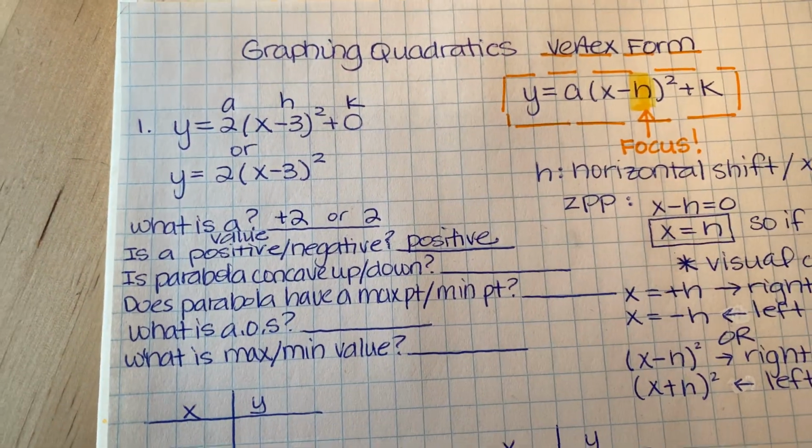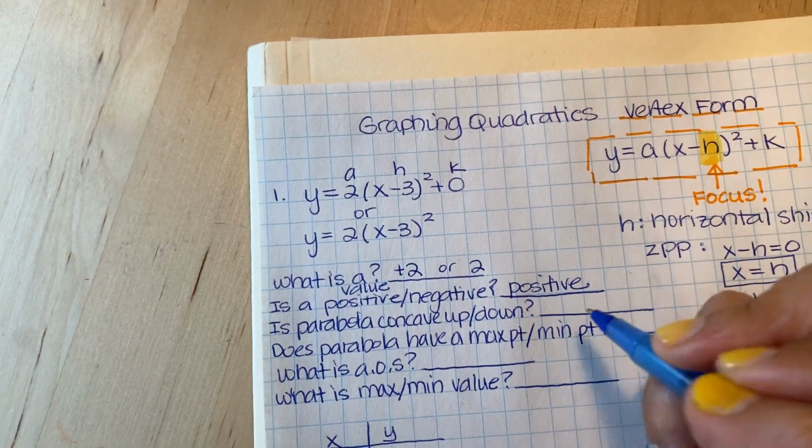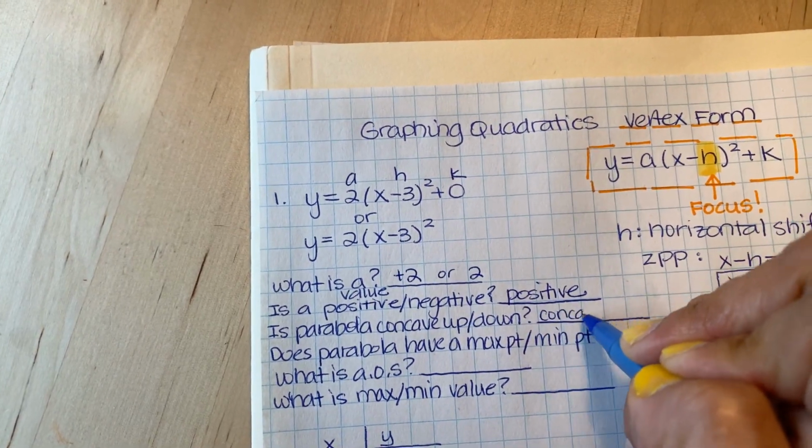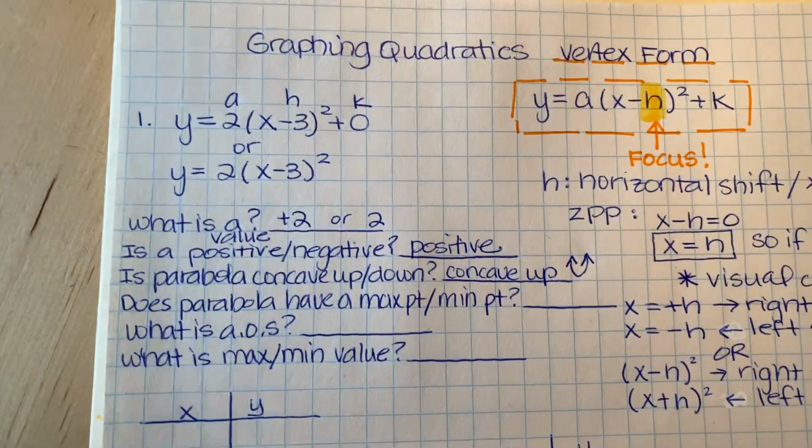Okay, is a parabola concave up or concave down? If it's a positive A value, that means the concavity is up, so it looks like this.